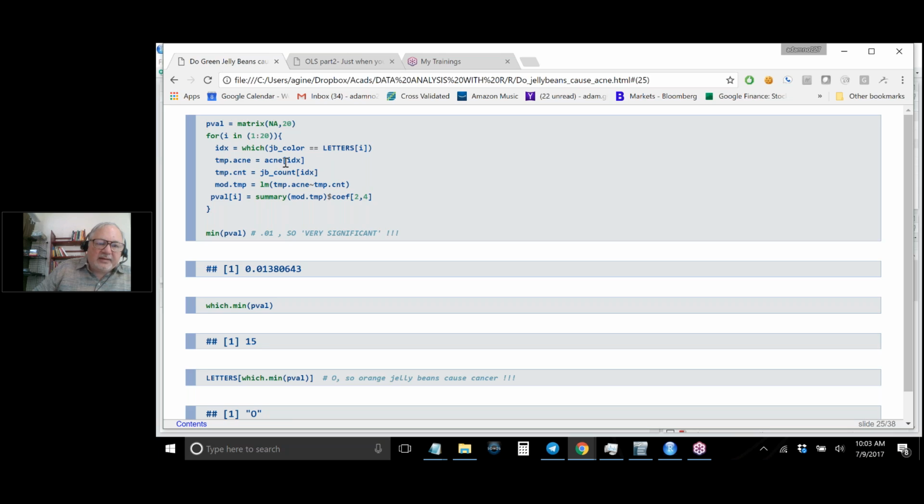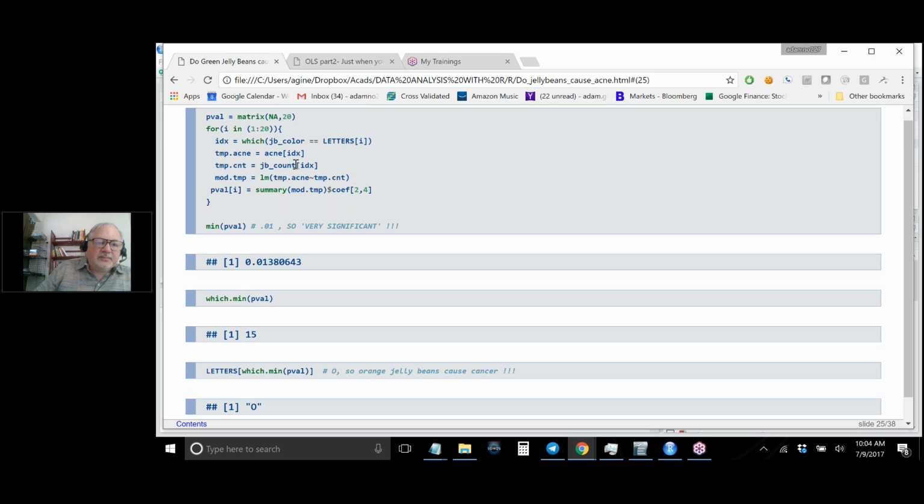And then if I say acne of that index, it's going to give me the corresponding conditions for acne. Okay? And for the count, if I call JB count on the index, it's going to give me the counts of how many jelly beans. So for example, when i equals 1, there's going to be all the people who ate jelly beans with color A, for apples, say, and then we're going to see how many jelly beans they ate, and we can make a model for only the people who ate jelly beans of that color.